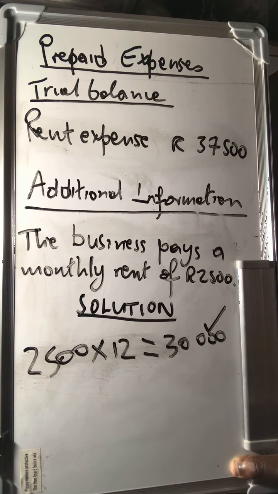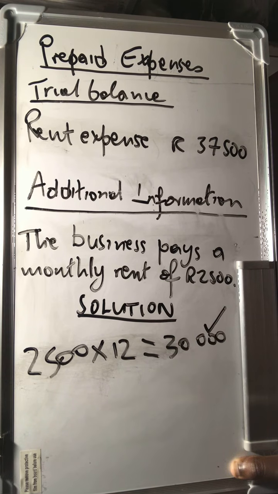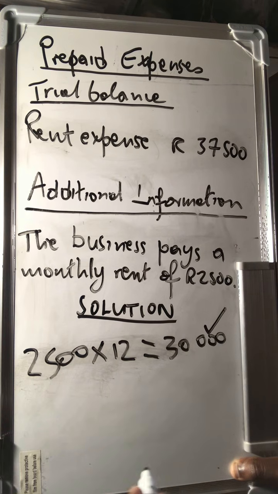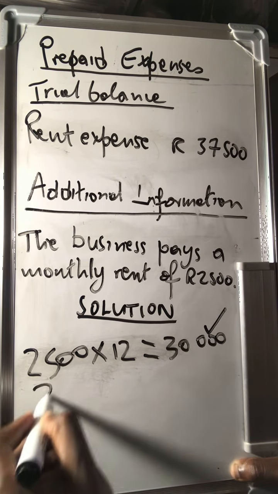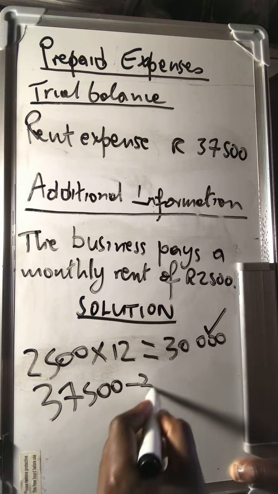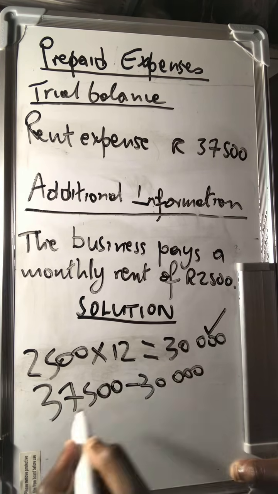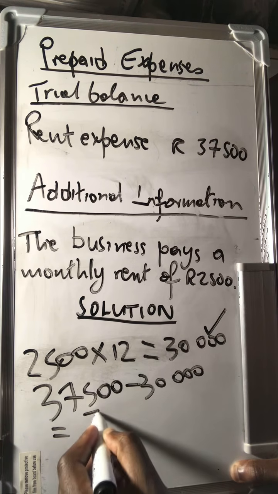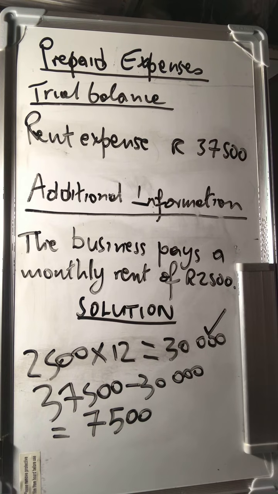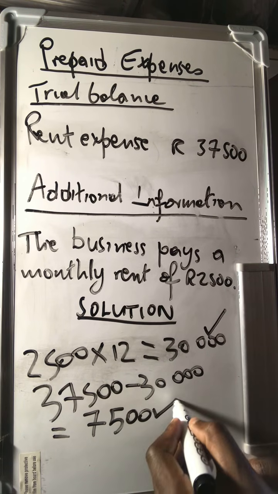However, we have paid a total of 37,500, which means there's a certain amount of money that we have paid that is extra. If it is extra, that means you've paid rent for the next financial year. Let's check how much rent we have paid for the next financial year. You say 37,500, which is the sum that you have paid, minus 30,000. Your rent that you paid in advance is an amount of 7,500.